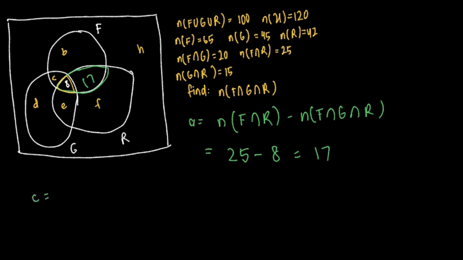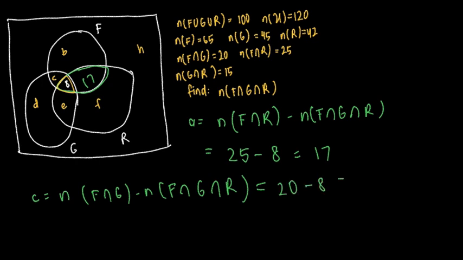And if you want to find C, we take the intersection of F and G and subtract again the intersection of all three. So that would be 20 minus 8, and we get C is 12. The yellow stuff at the top is what we were given, and we are using that. So similarly, we can calculate all the other parts. So give it a shot and come back in a minute.